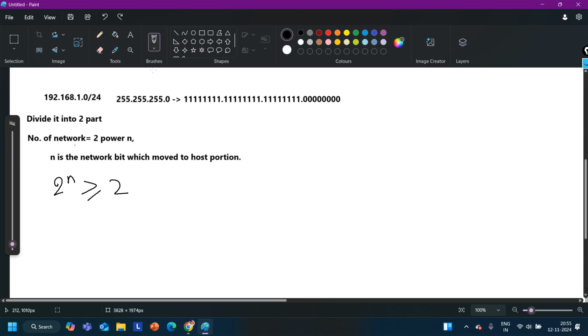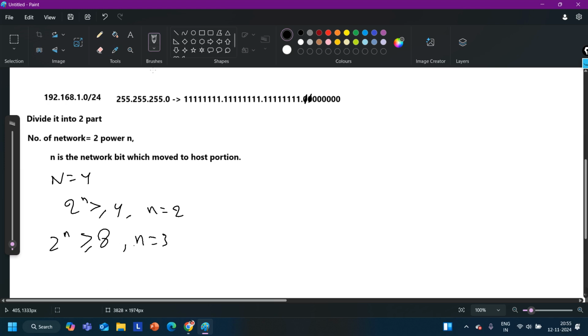If I need four networks, then 2 to the power n should be greater than or equal to 4, so n should be 2. So I have to borrow 2 bits here, correct? If I need 8 networks, yes, n should be 3. And as the number of networks increases, the IP addresses decrease, right?